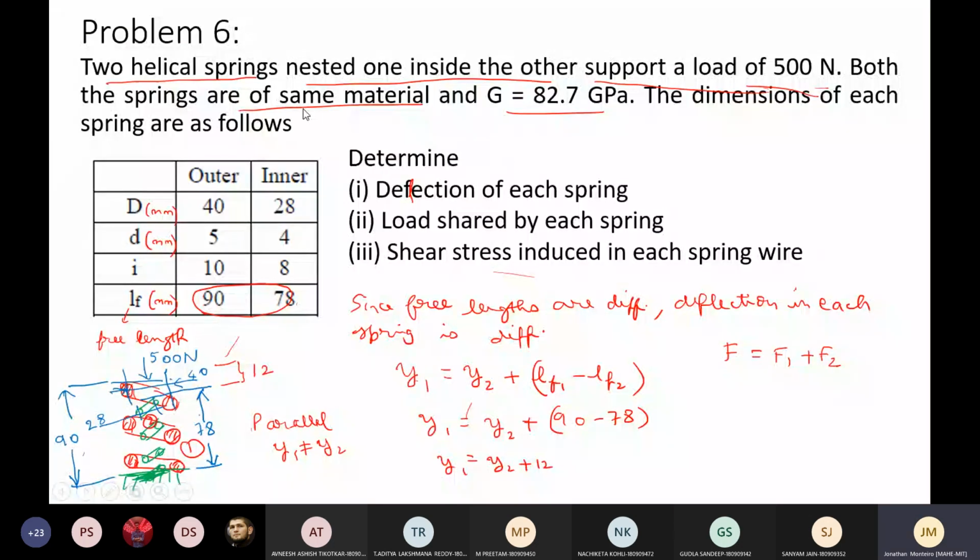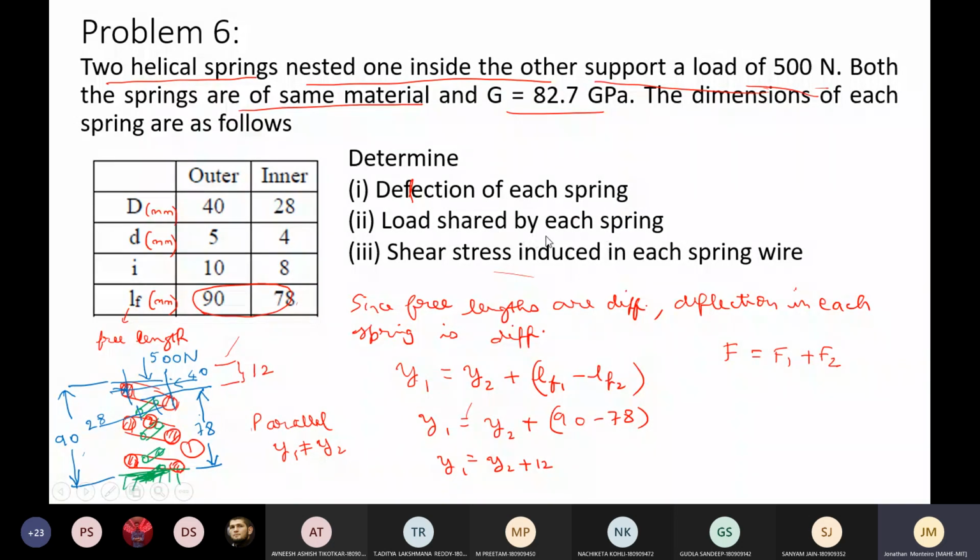You had a problem of a concentric spring, two helical springs nested one inside the other, and they both support a load of 500 Newton. Both springs are of the same material with the material property of G. Dimensions are as given. Now you have to determine the deflection of each spring, that is, the individual deflections of the inner spring and the outer spring. Second, what is the load shared by each spring?